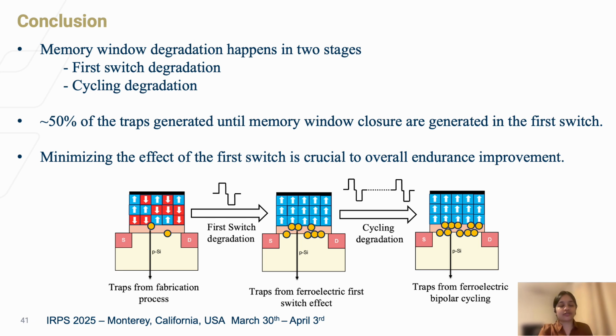So now let's look at all of the results that we saw. By tracking subthreshold slope, we saw that there are two critical stages to degradation in FeFETs. That is the first switch degradation and the cycling degradation. And 50% of the traps generated until memory window closure are generated in the very first switch. And minimizing this effect is going to be crucial to improving the overall endurance of these devices. So we see that this first switch effect is significant, and minimizing this is going to be crucial to improving the overall endurance.